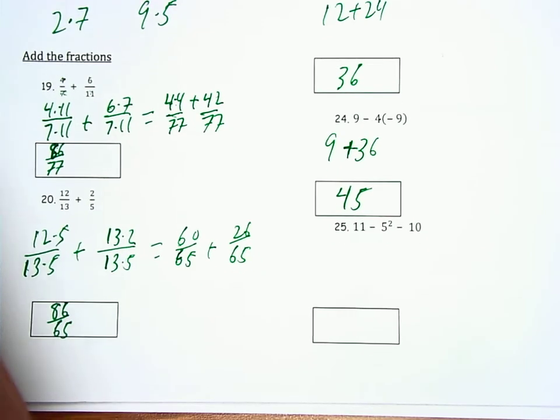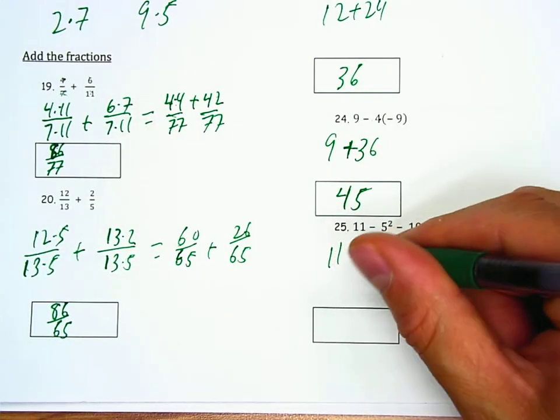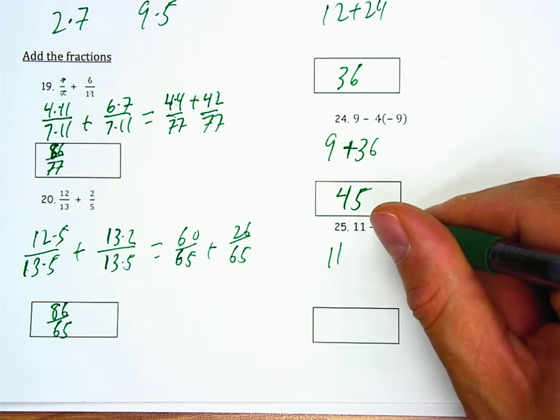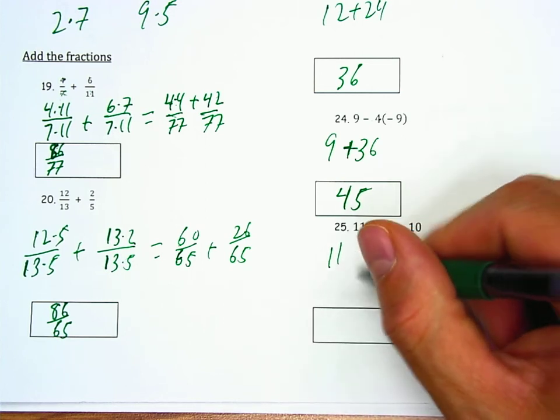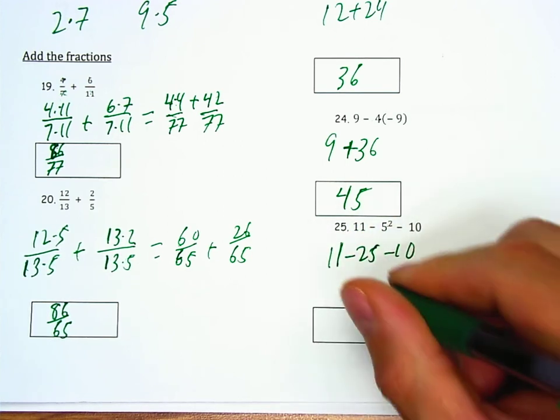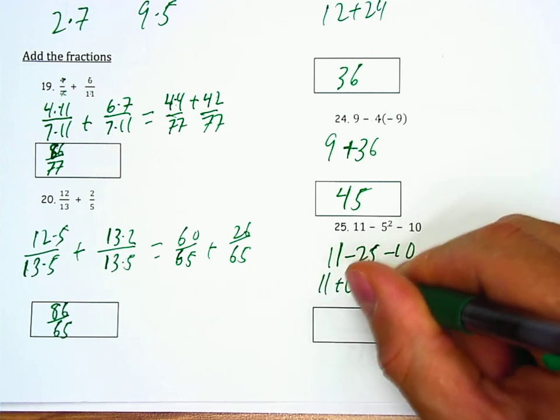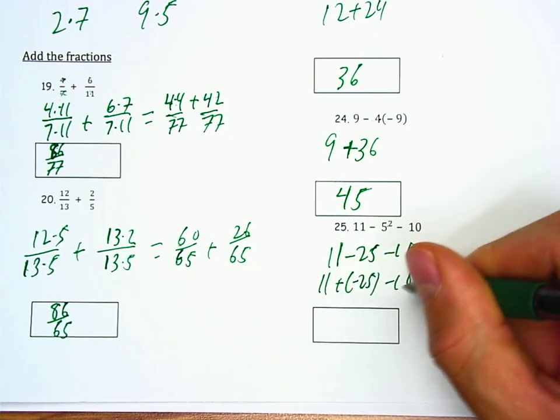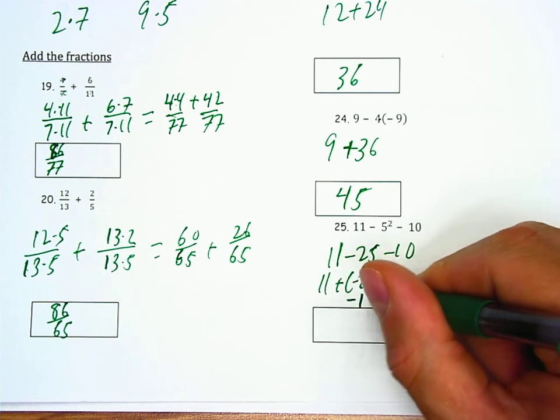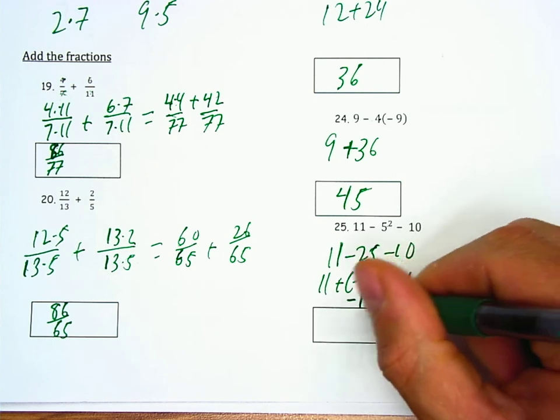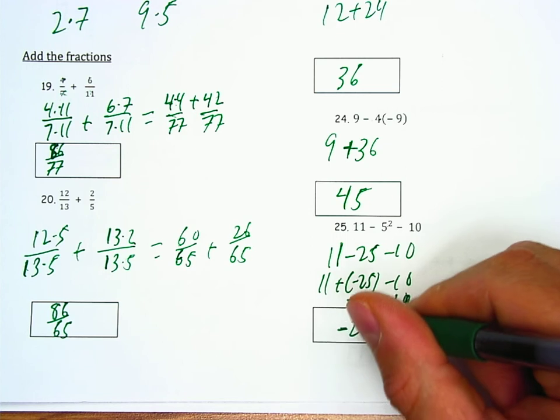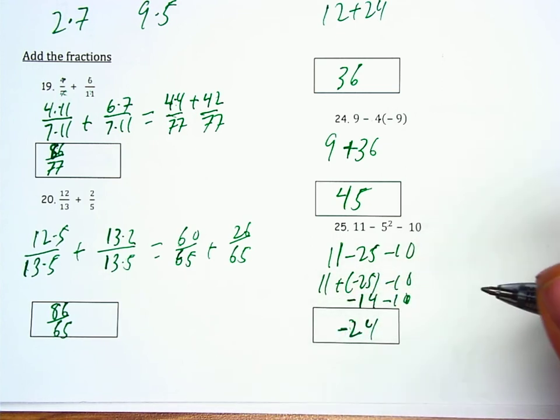And our last question here, we're going to do our exponent first. So that is a 5 squared, not a negative 5. The negative, again, is the operation. So this is a 5 squared. So we would have 11 minus 25 minus 10. So we do 11 plus negative 25. So these are opposite signs. So that's going to be negative 14 minus 10. And then that would be the same as negative 14 plus negative 10, which is negative 24. Negative 24 is my finished answer.